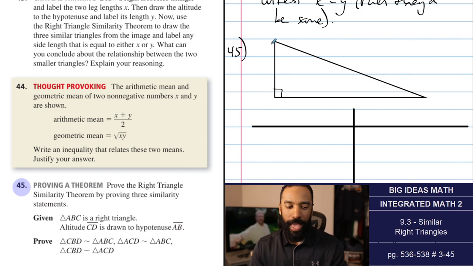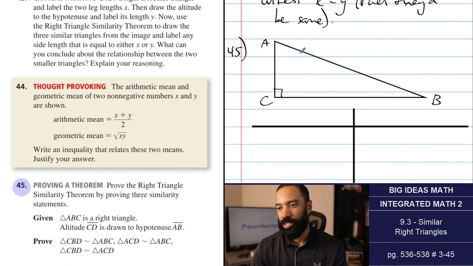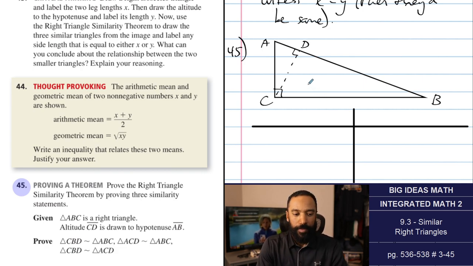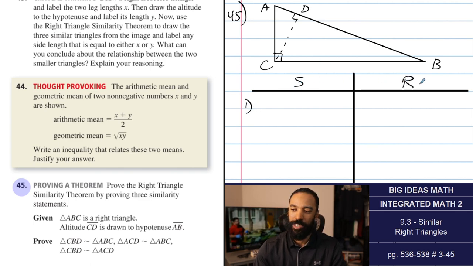From C, ABC is a right triangle. Whoops. And we're going from C to D, drawn to hypotenuse AB. Like that. Prove they're all similar in some such ways. I want to prove the triangle's similar to ABC first because they both share an angle together, but we've got to write some stuff out. So one, for statements and reasons. Number one, ABC is a right triangle.